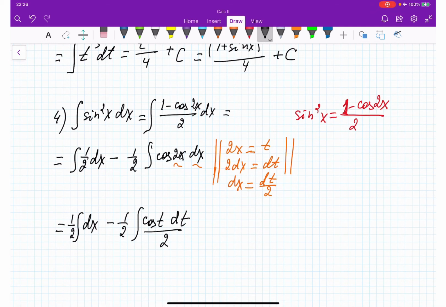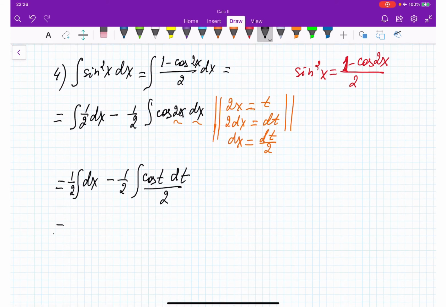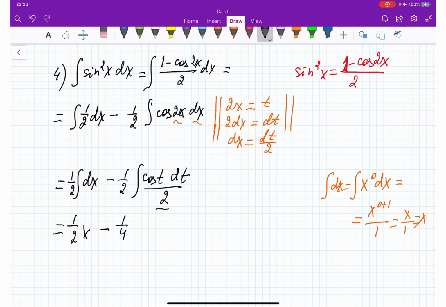Okay, so what is going to happen here? Integral of dx is going to be x, right? Because, let me do drafting. Integral dx, that means integral x to power 0 dx, right? X to power 0 is 1. So from here, this is going to be equal x to power 0 plus 1 and divided by 1, and we get x over 1, which is x. Okay, so we are getting 1 over 2x and minus, here will be 1 over 4. These 2 I'm also taking out. And derivative cosine t dt. So now I have all in own place.